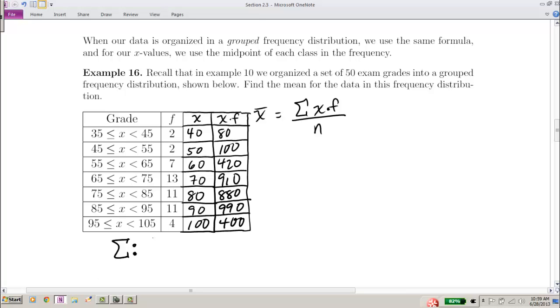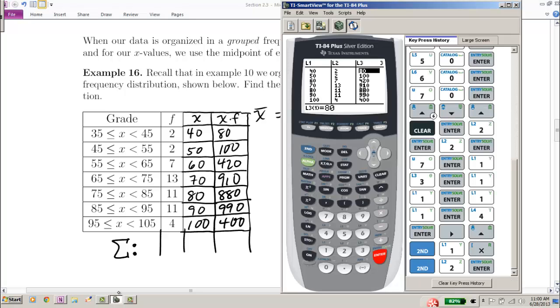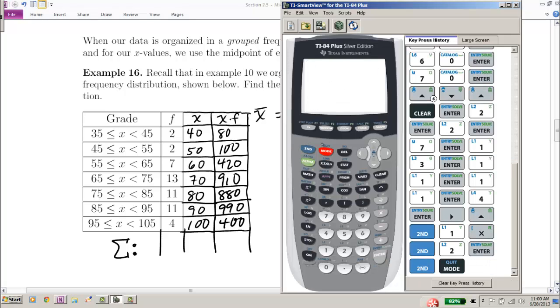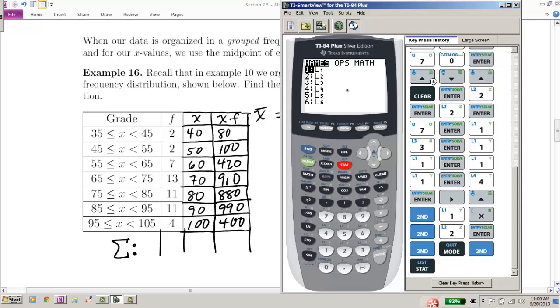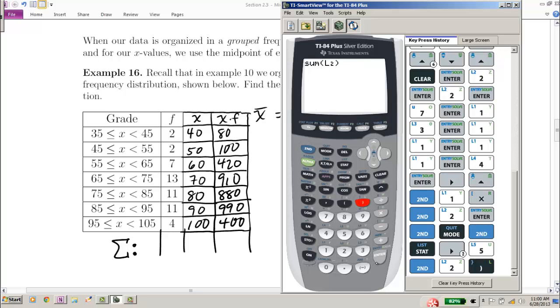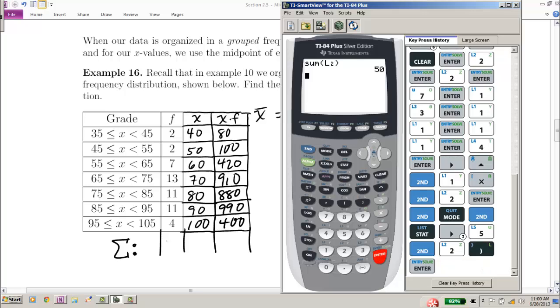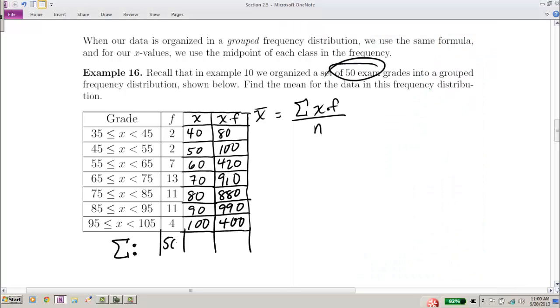All right, so now I'm going to sum up a couple of the columns. I'm going to sum up the frequency column here, so I know what my n value is. Of course, I know what it already should be, right? We have 50 exam grades. So if I take my calculator and tell it to sum the L2 values, quit to home, second stat, math. That does in fact give me 50.